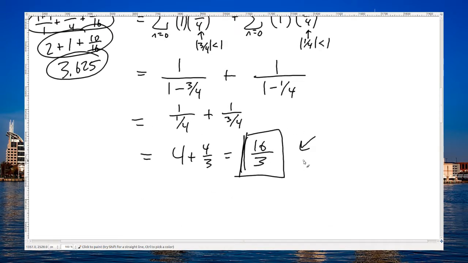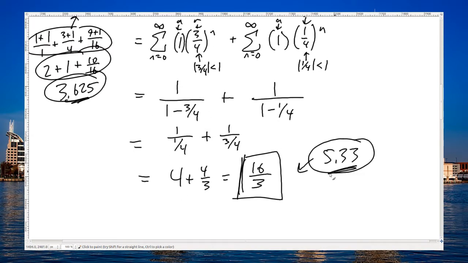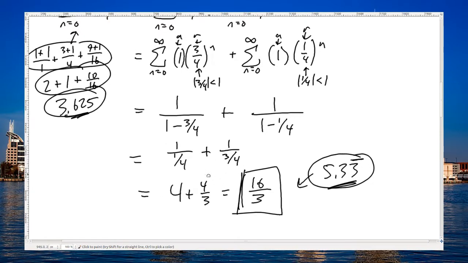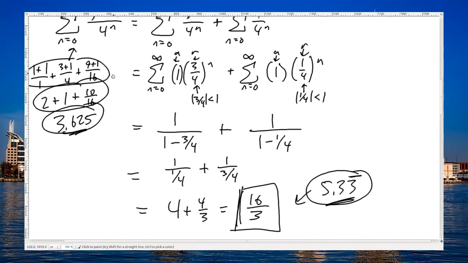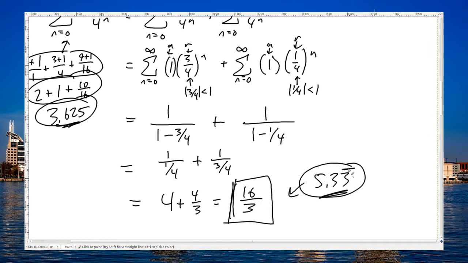If I add those up, 16/3 is 5.33. So obviously I haven't added up enough terms here to get this close enough. I've only added 3 things here. Here I've added infinitely many things, 3 repeating, of course. But you can kind of see how if I kept adding terms here, I would eventually get a number close to, but not quite, 5.33 repeating.